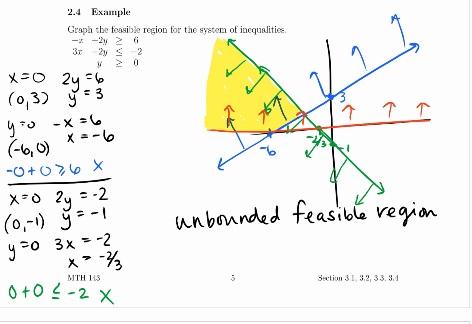Notice that we do have corner points on this region. We would have a corner point at (-6, 0), and we'd also have a corner point at this intersection of the green and the blue lines. Okay, so corner points are going to become very important in the next section. So just notice that there are corner points even if we have an unbounded feasible region.